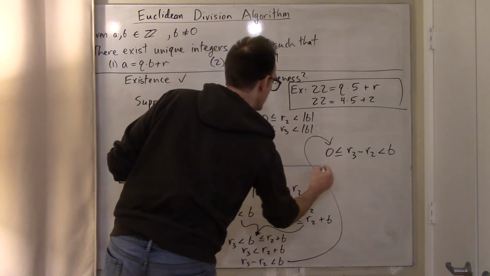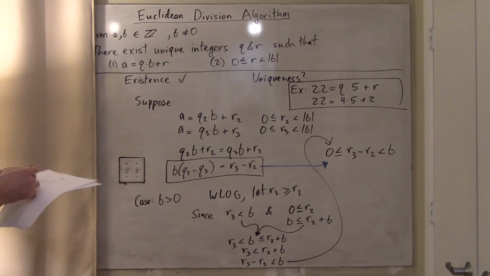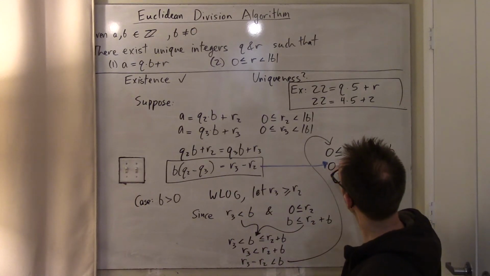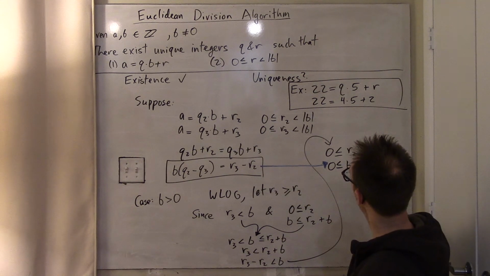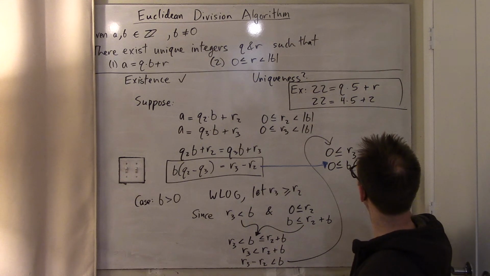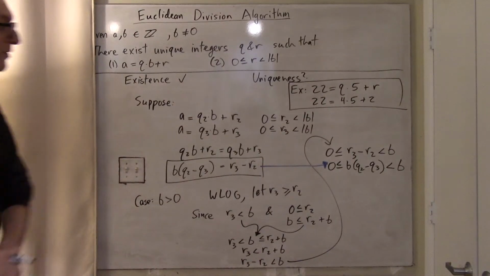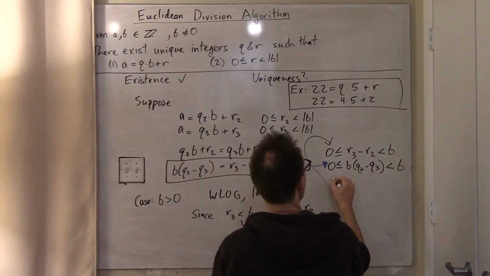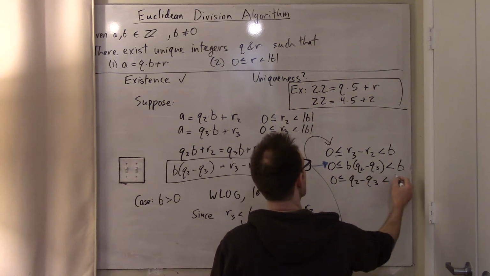So I just come right here now and I take this relationship and, well, what do I get? I get then that 0 is less than or equal to, in place of R3 minus R2, I put B times Q2 minus Q3, which is less than B. And now that's the inequality I wanted. If I divide all three sides of that inequality by B, which I'm certainly entitled to do, then I get that Q2 minus Q3 is less than 1.